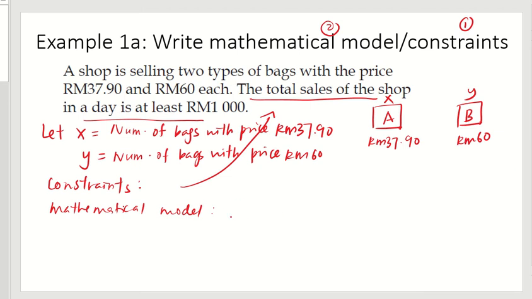So you get 37.9x plus 60y equal to the total, which is 1,000, right? The total sales of the day is the number of beds x with the 37.9, multiplied with the 60 ringgit, equal to 1,000, right?